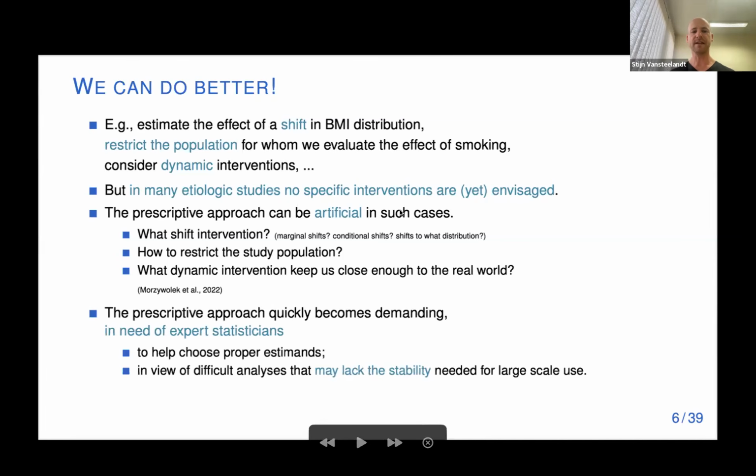The point I want to make is that I think the prescriptive approach quickly becomes demanding, and often in need of expert statisticians to help choose proper estimands that are not too ambitious in what they try to get from the data. And also in view of the fact that analysis may quickly become difficult and may not have the stability that we would like to see for large-scale use.